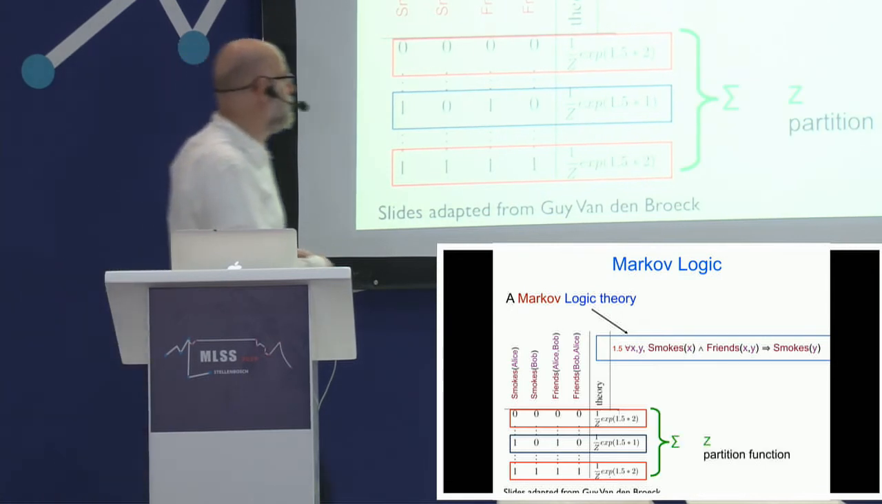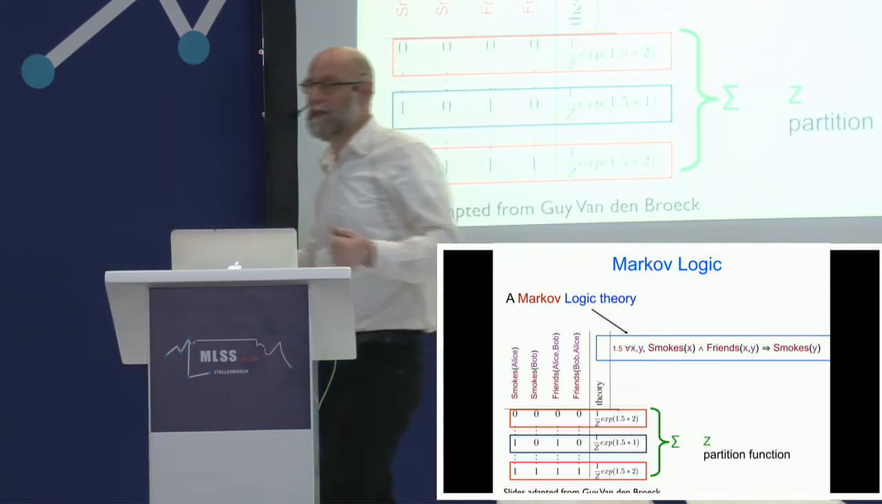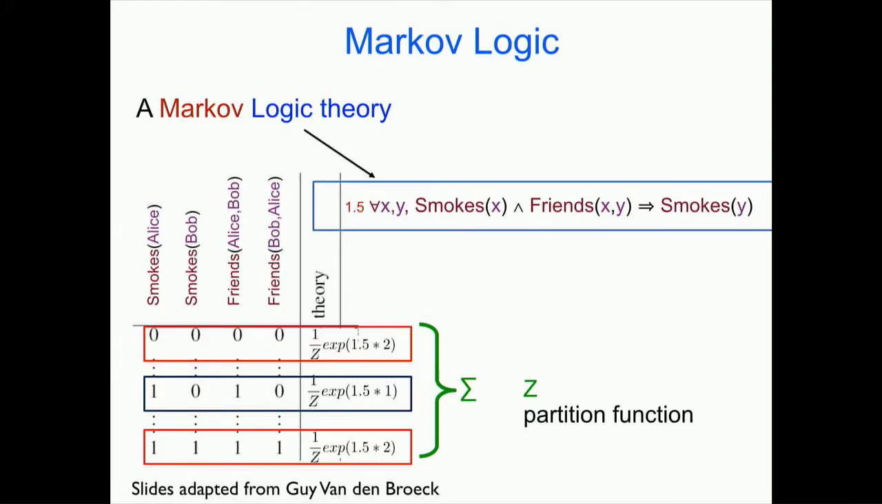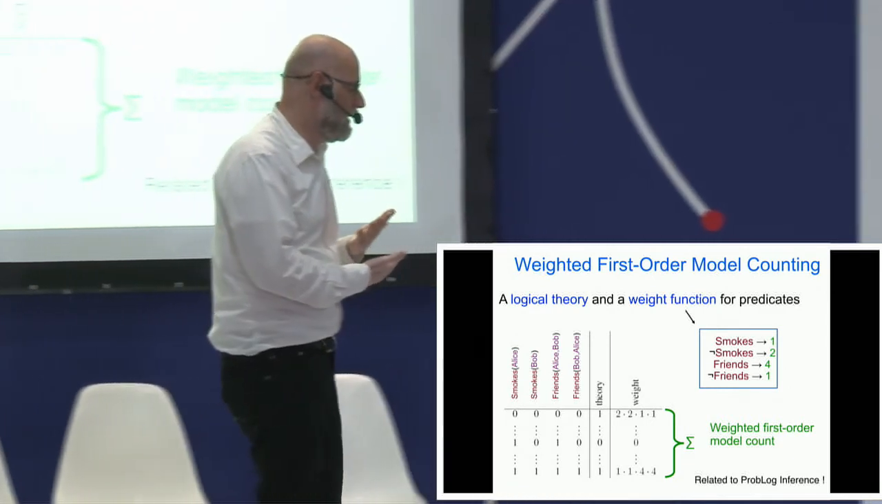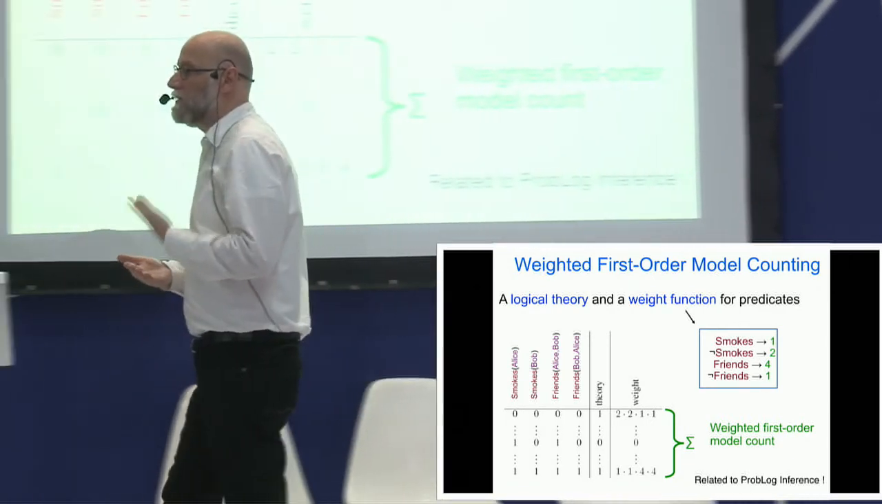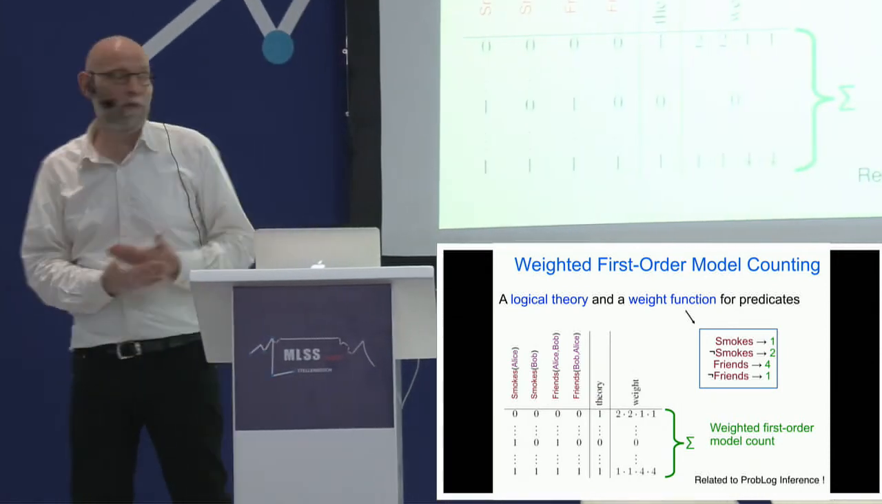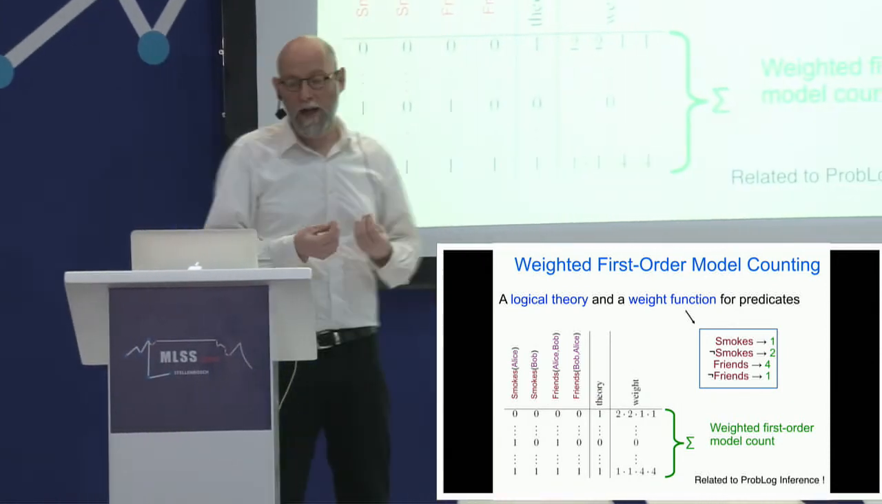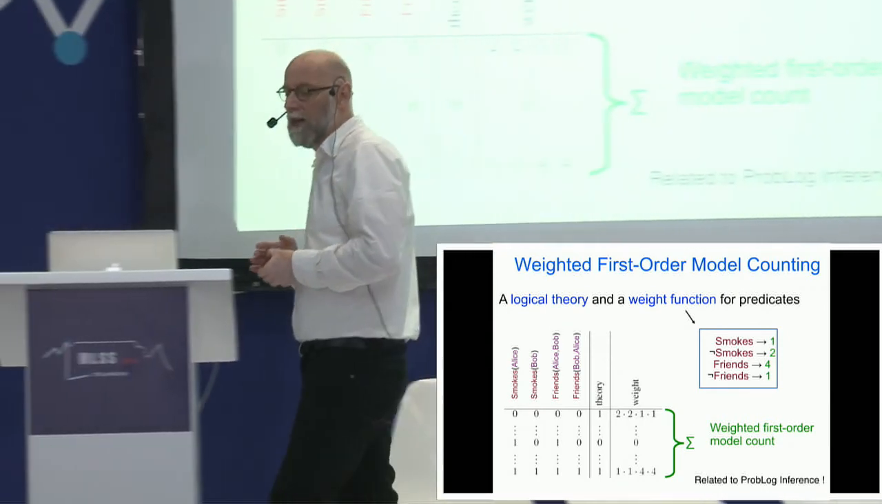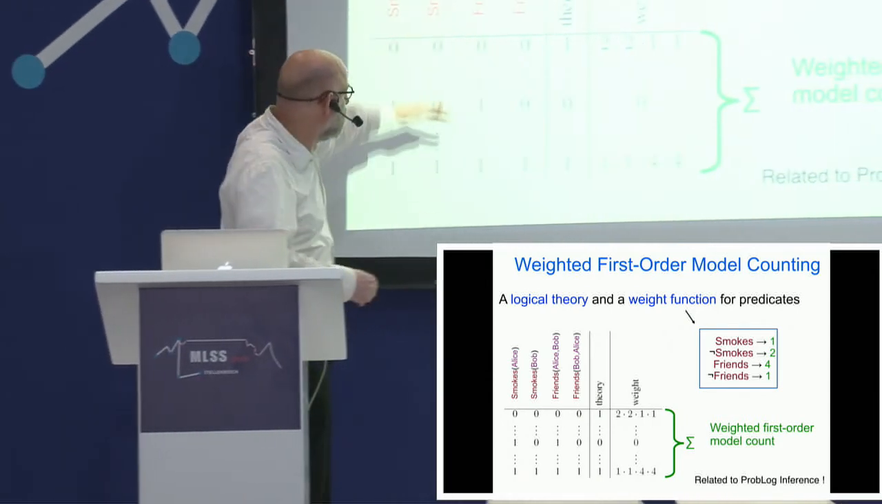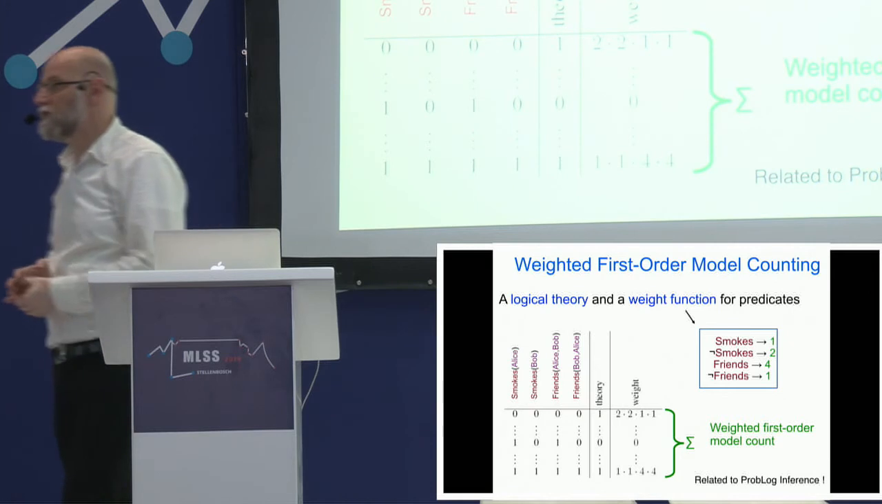Here what you can do again is sum up all these probabilities, and then you get, of course, the partition function. Now, we said probabilistic inference is model counting, and that was for the propositional case. We can now look at, and that's the holy grail in the sense of these statistical relational learning models, these first order probabilistic models, whether we can lift this kind of model counting without needing to go through all the possible interpretations that we have.